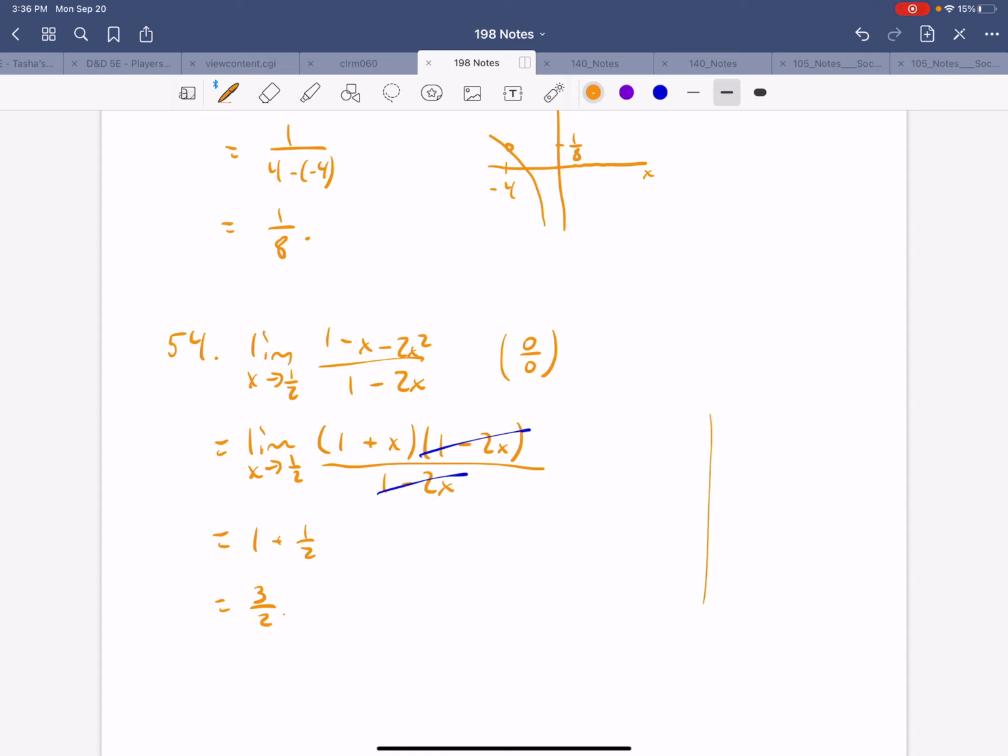Again, we have the line y equals 1 plus x, and as x approaches 1/2, we actually have a hole right there. So actually the function does not exist there, but as you can see, it approaches the value 3/2. All right, so y equals, well, let's just write that guy down. Okay. All right, that's all I got for you. Thanks.